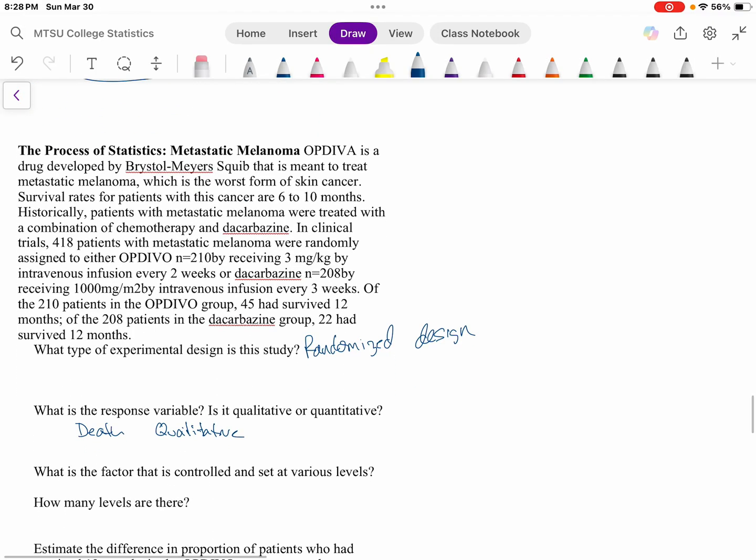What is the factor that is controlled and set at various levels? The factor was what type of drug they got, and there was basically two. There's two levels. How many levels are there? There's 2 levels. Sorry, I squeezed it in there, didn't need to.